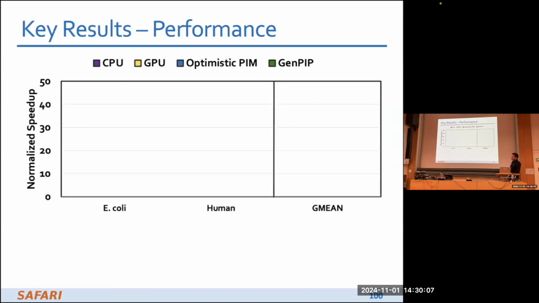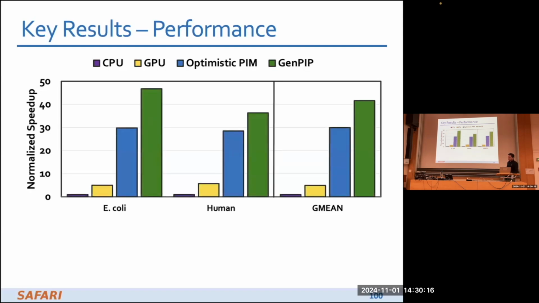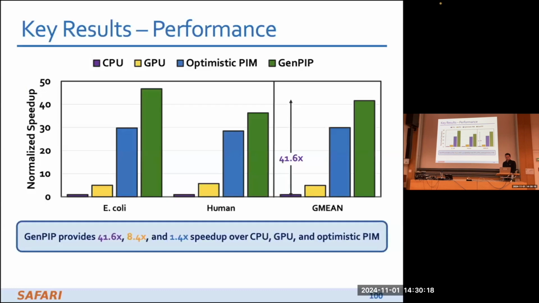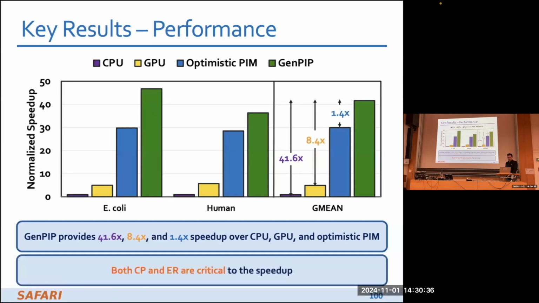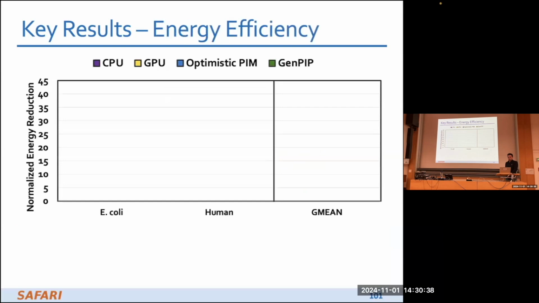Here we show some results. We start with the performance results. Again, this is a normalized speedup to the CPU baseline. Looking at both the bacterial and the human genome, on average GenPIP provides a huge speedup compared to CPU, GPU, and also the optimistic PIM, where we assume there is no data movement between the accelerators. So essentially, these are critical for the speedup.